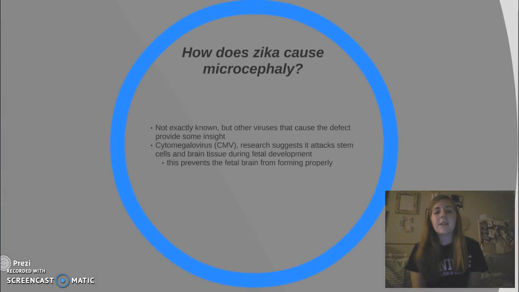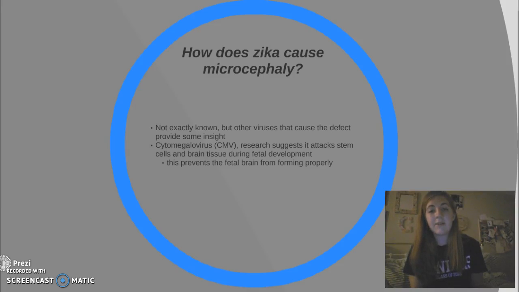So how does Zika cause microcephaly? It's not exactly known. As mentioned with criteria 6, it infects the progenitor cells and creates cell death, so that could be a possible way that it causes microcephaly, but also other viruses such as cytomegalovirus that are also linked to causing microcephaly help to shed some light on how Zika might cause microcephaly.